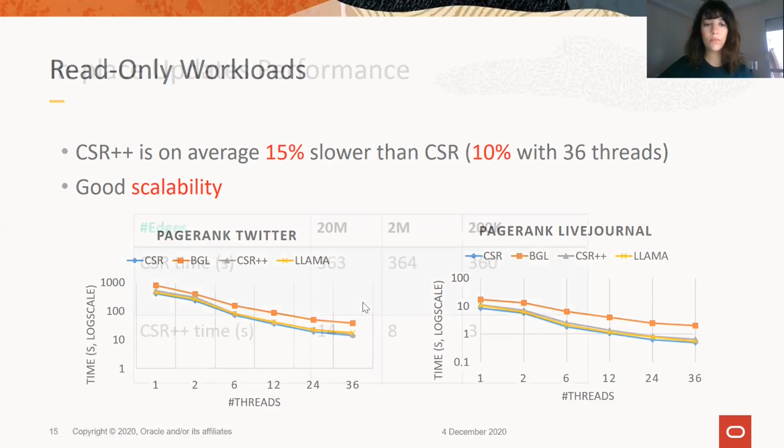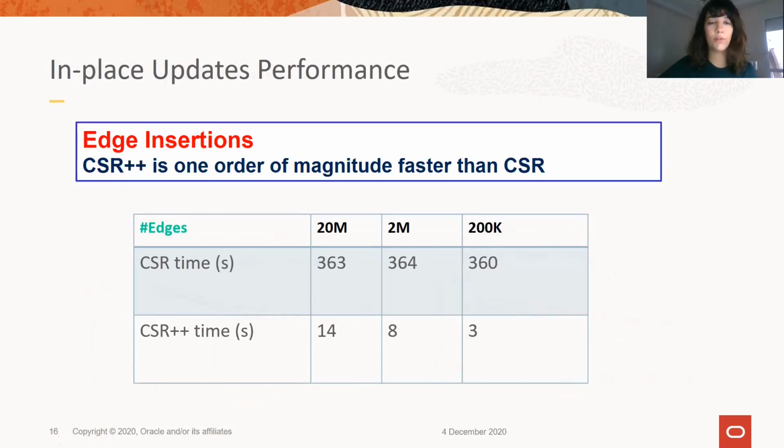Next, we're going to talk about the in-place updates, meaning performing edge insertions or vertex insertions. In this example, we give some numbers on the edge insertion performance of CSR++. We show that even with a single-threaded update operation, we reach up to one order of magnitude faster than CSR update performance. Here we have 363 seconds compared to 40 seconds with CSR++.